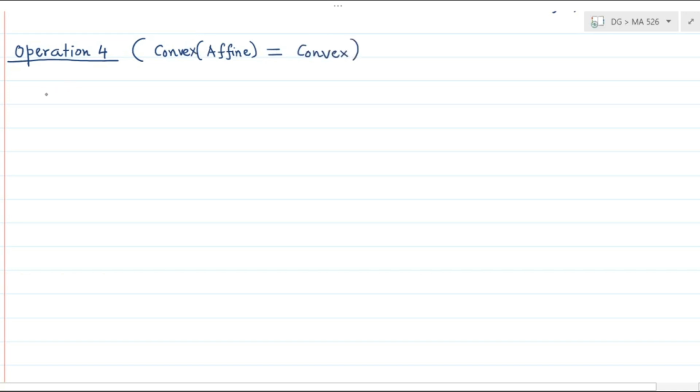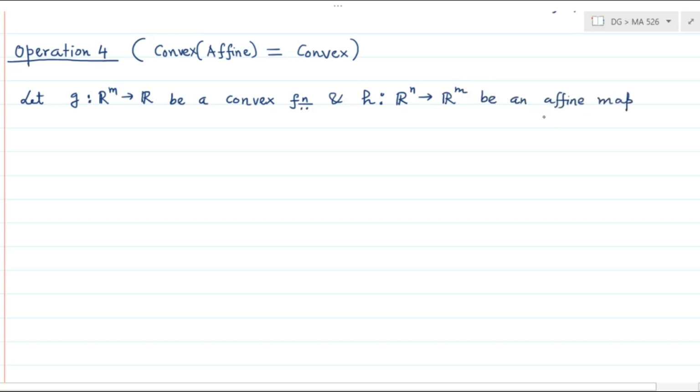To be precise, the statement is the following: let G from Rm to R be a convex function. And if the domain is not mentioned, then the domain is the entire m-dimensional Euclidean space. And H, which is defined from Rn to Rm, be an affine map. And obviously by this affine map, you will have an expression like A times X plus B, where A is a matrix of order m by n, X is a column vector, and B is a vector from Rm.